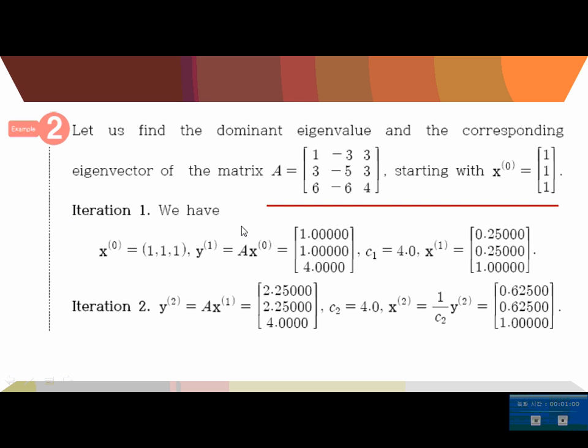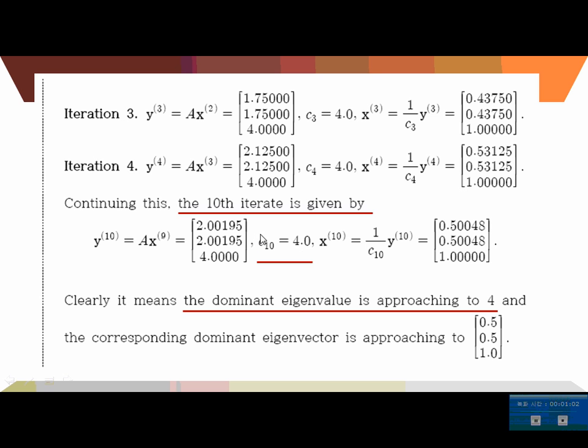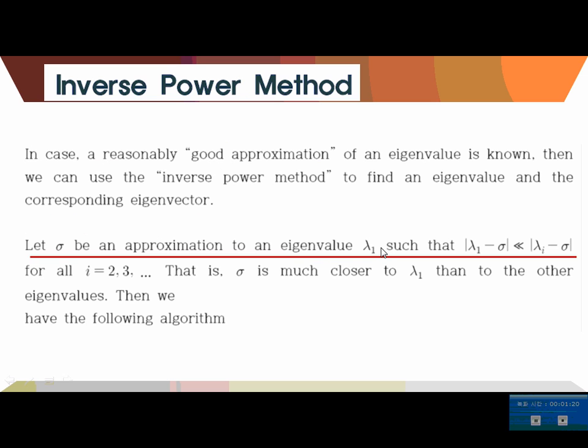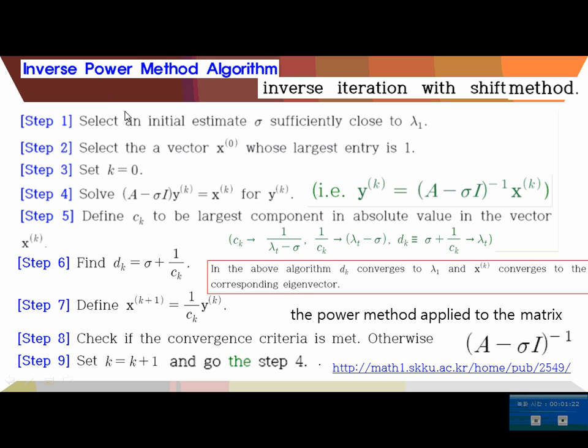Okay, so I introduced the power method algorithm and examples, and also by using that, we were able to find the non-zero smallest eigenvalues with the same method adapted to the inverse matrix of A, and also the shifted power method was introduced. And for this inverse power method algorithm, I added one more explanation here.